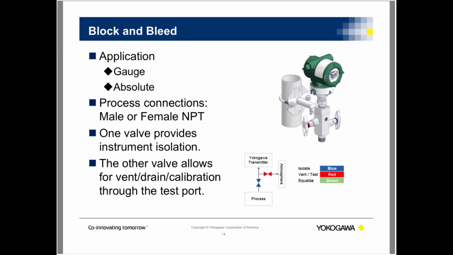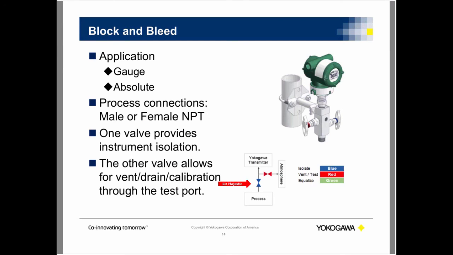So we're going to talk about the block and bleed. Now, as I said in a previous video, it does have this threaded connection right here, this threaded manifold. So you have a block and bleed. This manifold is generally used in gauge and absolute applications. The block valve isolates the instrument from the process. Now it is open, this blue isolation is open when it's in normal operation.